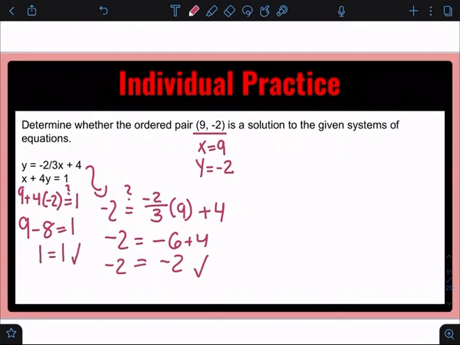Alright, so we just saw 3 examples where the ordered pair does work. The only time it wouldn't work is when one of them didn't become true at the end. When you were left with just 2 values, like we were left with -2 equals -2, but you would have one where it didn't work out.